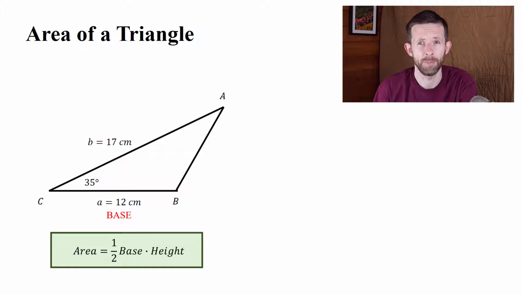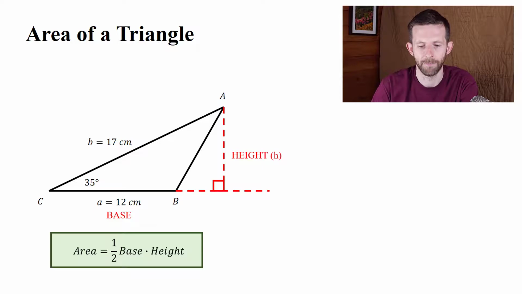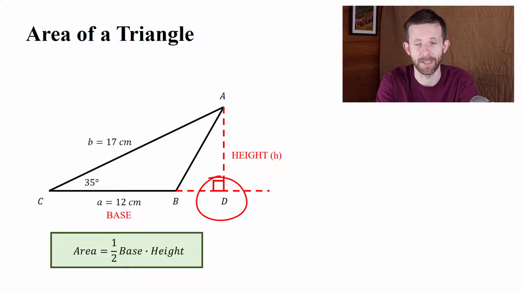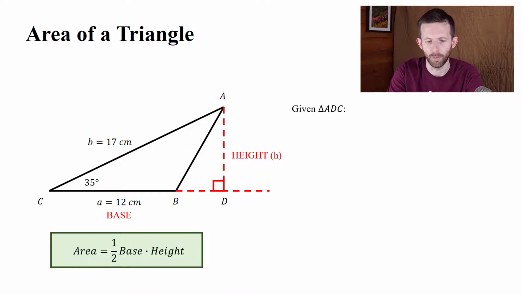Now, the height has to be perpendicular to the base. And in this case, we're going to have to extend the base and drop the perpendicular at a right angle. So that's the height right there. Let's call the point D where my extended base intersects with my height. So let's look at the triangle ADC.